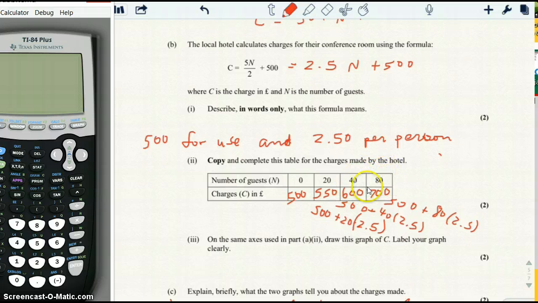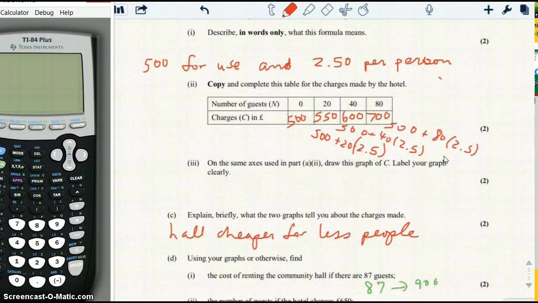They put 80 for the number of guests instead of 60. The next number should be 60 because you're counting by 20s. They put 80, so now you've got to put 80 in there very carefully. Multiply times 2.5, you get 200. 500 plus 200 is 700. So look, this last one jumped by 100 because the x's jumped by 40, or the n's actually.